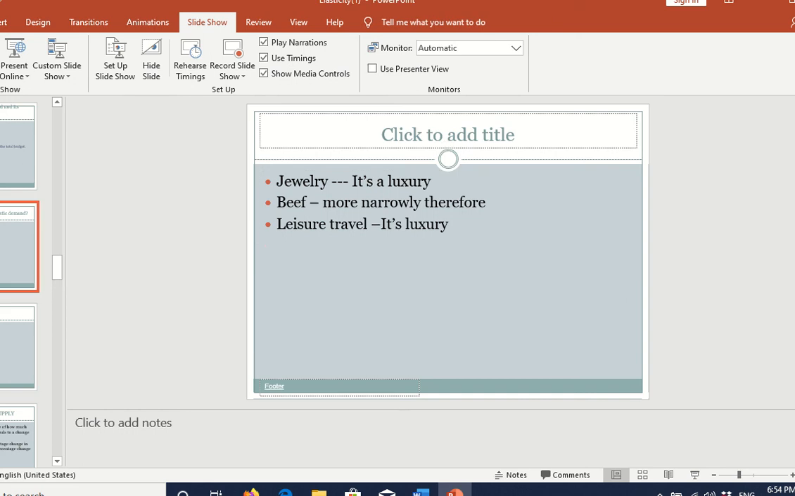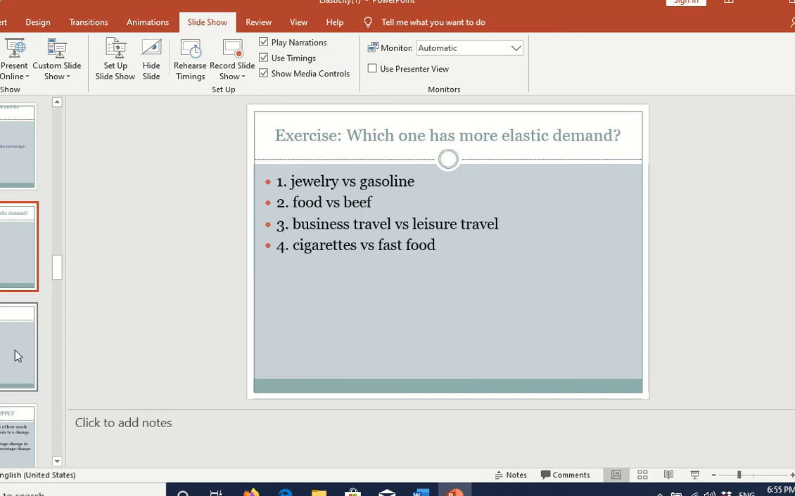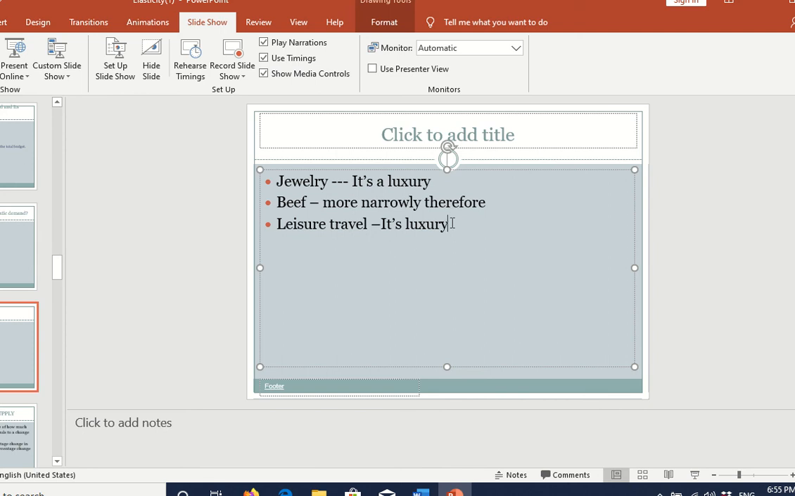Okay. And then the last one, cigarettes versus fast food. This one is a slightly tricky one, okay? But when you think about it clearly, which one is more addictive? So when the price of cigarettes goes up, smokers will find it very, very hard to quit. I'm not a smoker, but I guess many of us can understand it's very difficult to quit smoking. It's an addiction. Okay, so fast food. Some of us will argue that fast food is an addiction too, right?